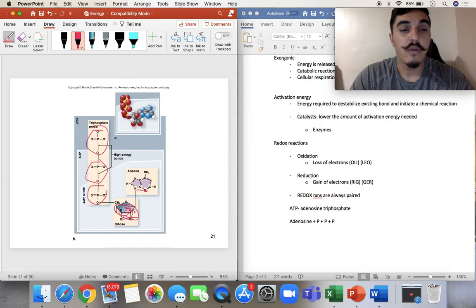So adenosine triphosphate. Those are the three phosphates. So this is your picture of ATP. So every time you need some energy, get it in ATP.